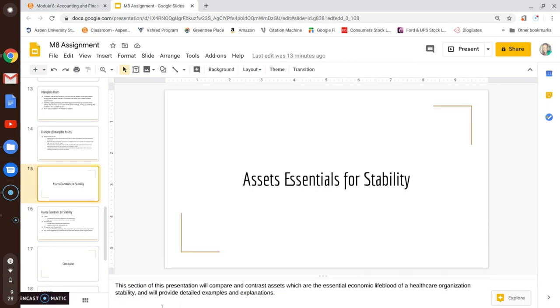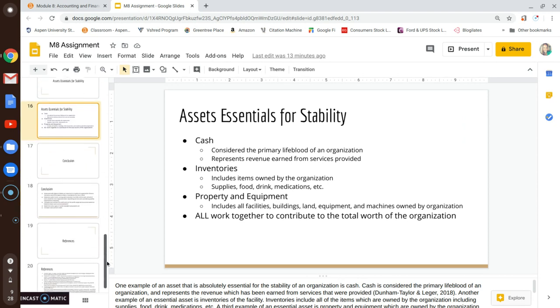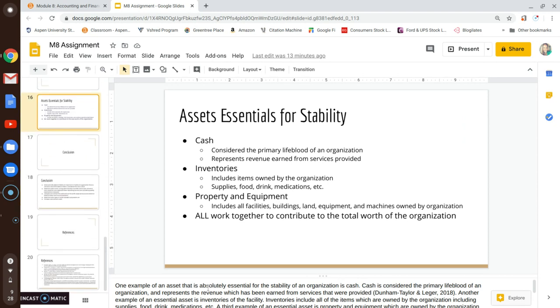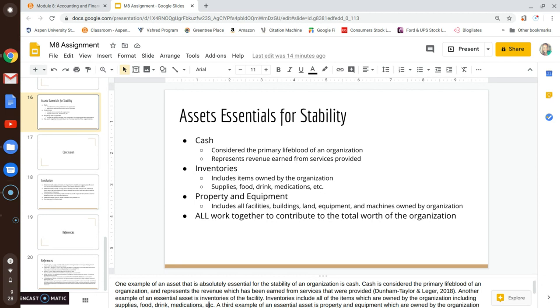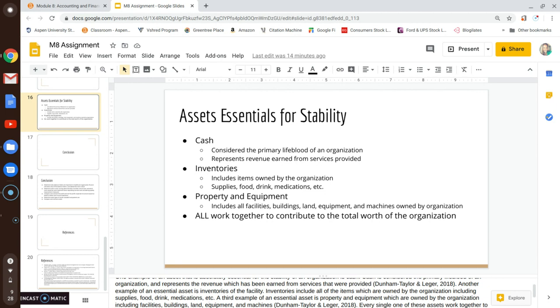This section of the presentation will compare and contrast assets, which are the essential economic lifeblood of a healthcare organization's stability, and will provide detailed examples and explanations. One example of an asset that is absolutely essential for the stability of an organization is cash. Cash is considered the primary lifeblood of an organization and represents the revenue which has been earned from services that were provided.